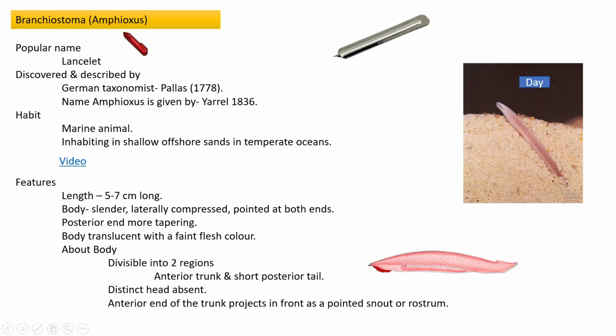So let's start. Its popular name is lancelet because of its similarity with this lancet that we often use to prick our finger to collect blood. So, because of this appearance, it got the name lancelet. It was discovered and described by a German taxonomist, Pallas, in 1778, and the name was given by Yarrell in 1836.